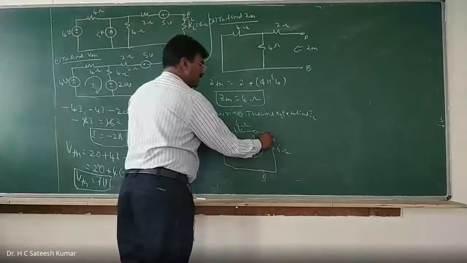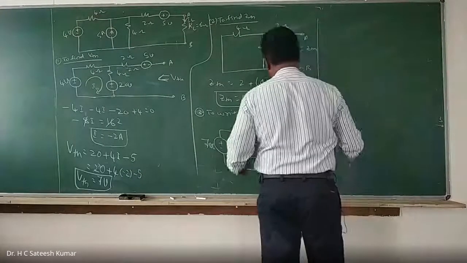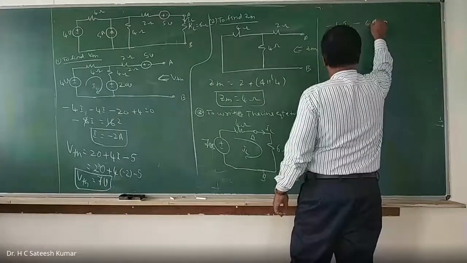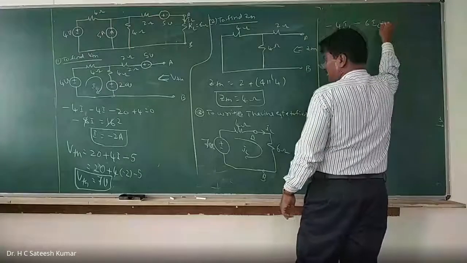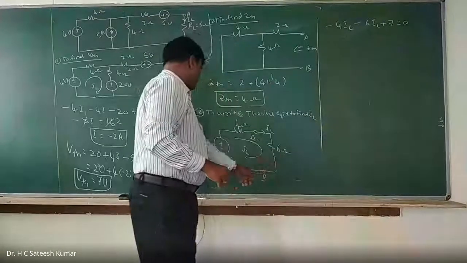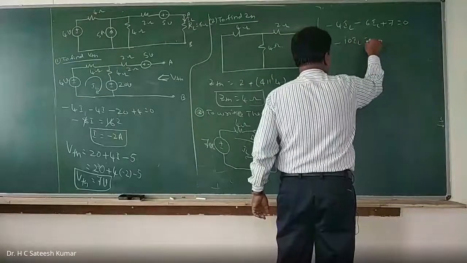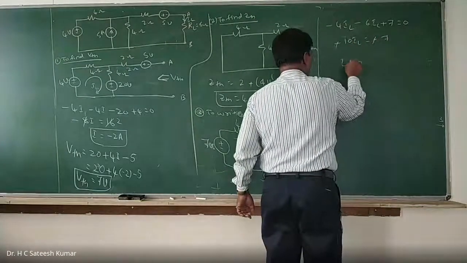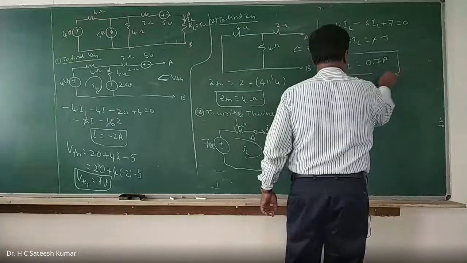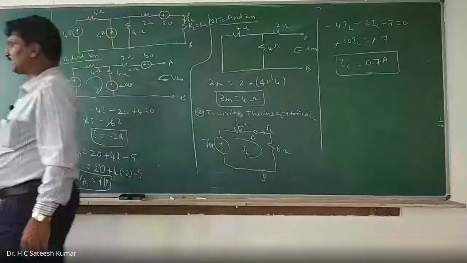This is your IL. Okay, right. IL is equal to what? You can apply KVL. Minus 4 IL minus 6 IL plus 7 is equal to 0. Minus 10 IL is equal to minus 7. Therefore, IL is equal to 0.7 amps. That's how we should find out the current flowing through load resistance using Thevenin's equivalent.